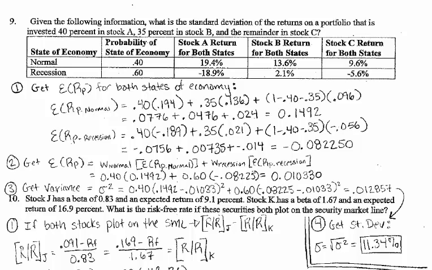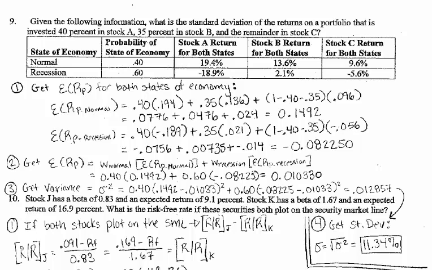Now for the expected return of the portfolio in recession, all the weights will be the exact same. So 40%, 35%, and then 1 minus those, or 25%. But you're going to have different expected returns. So negative 18.9% for A, 2.1% for B, and negative 5.6% for C. Add all those up, and you're going to get a negative 0.082250, or about a negative 8.2%.